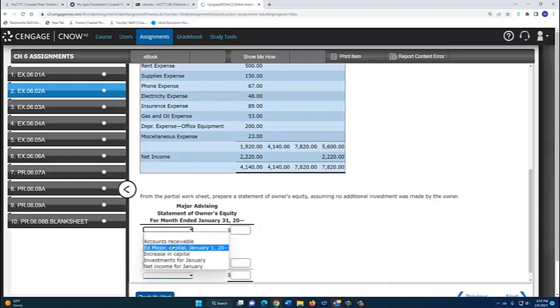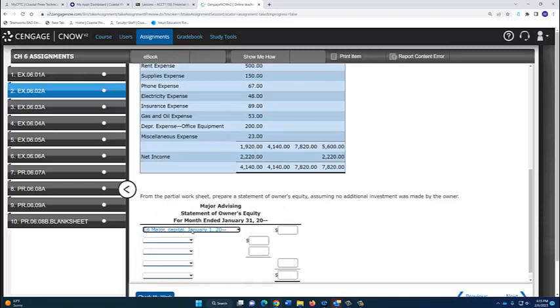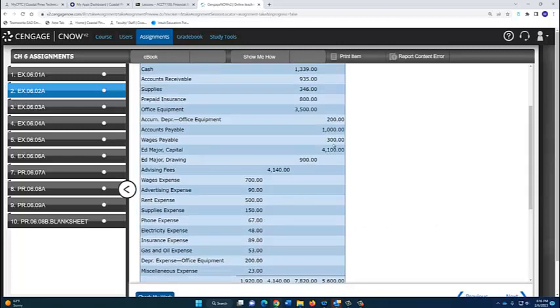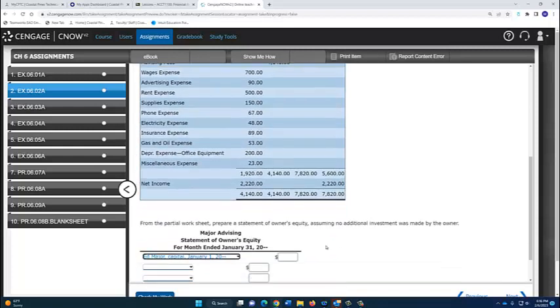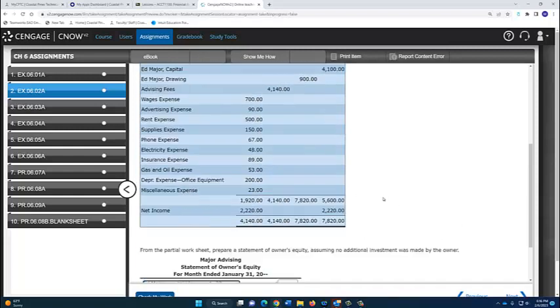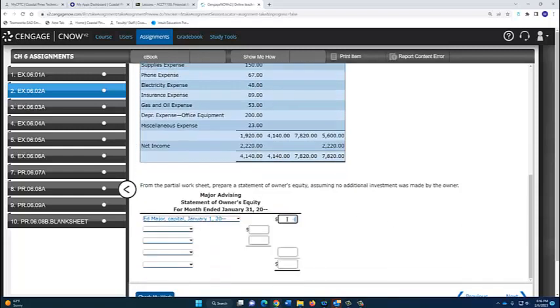So we will enter Ed Major Capital January 1st, and this is where you have to stop and think a minute. We can't just pull this figure because there might have been an investment over the period. So we are going to look for some information that lets us know whether there was an investment or not. It says here that assuming no additional investment was made by the owner. Okay, so we can simply go ahead and enter the $4,100 because we know there was not an additional investment.